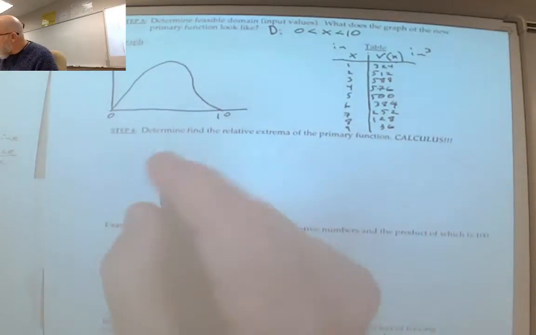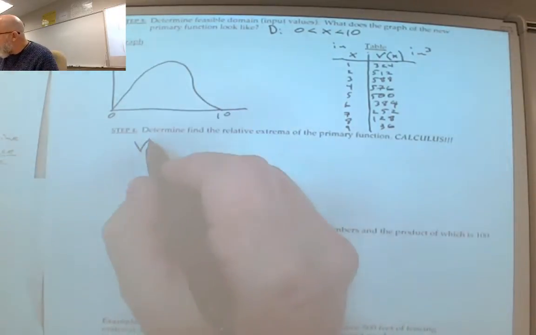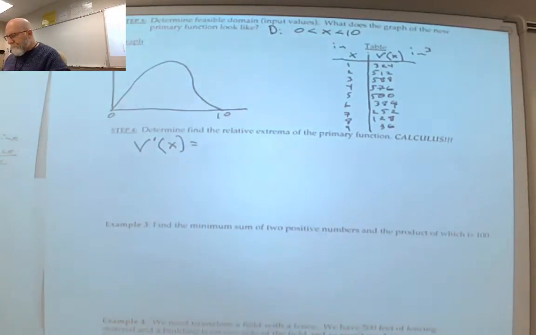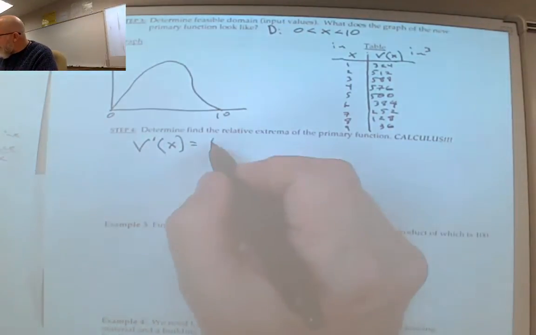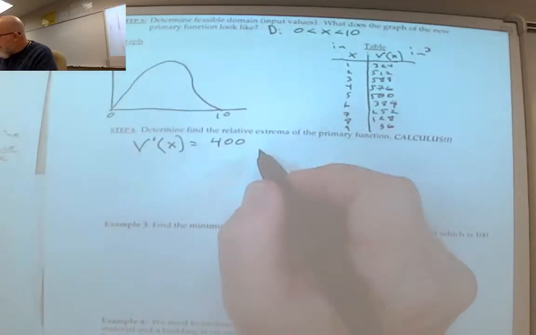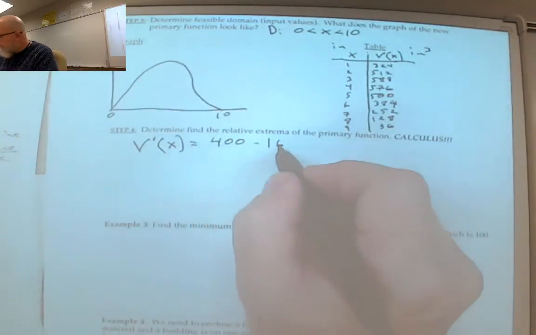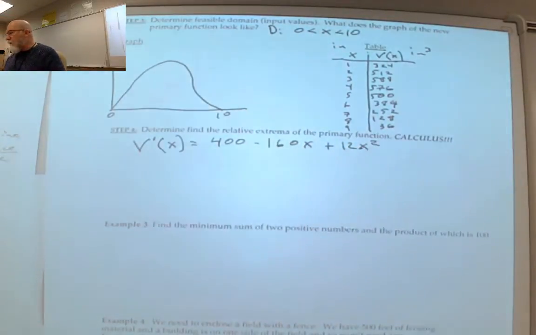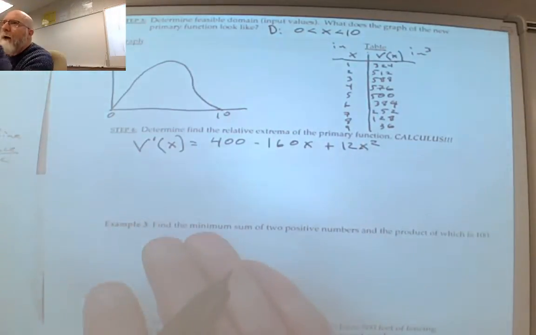So I'm going to take the derivative, V prime of x, because it's the derivative of the volume, and it's going to be 400 minus 160x plus 12x squared. So what did I do? I took the derivative of that volume function. Why? Because I'm trying to find the maximum volume.